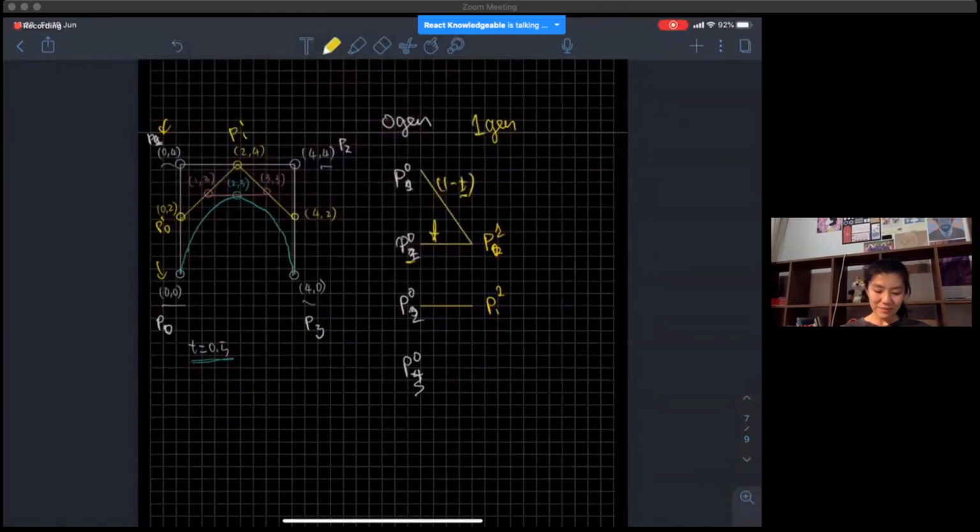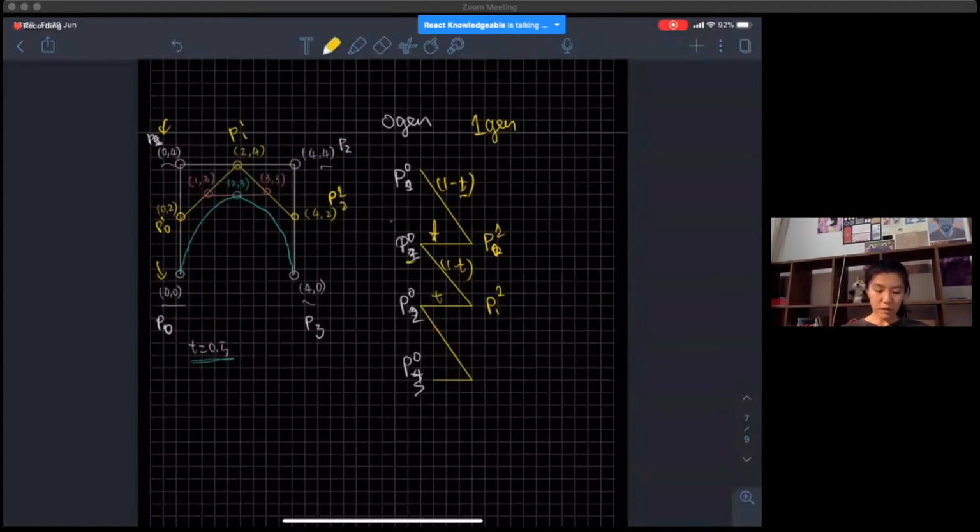Yeah, so similarly, what is happening here is you multiply the previous generation, but 1 minus t with the first point and t with the second point. And then similarly with this point. So this will be P2 of the first generation. Okay.